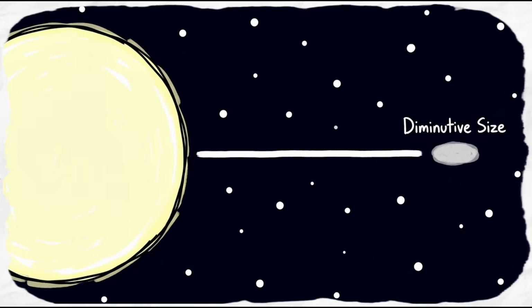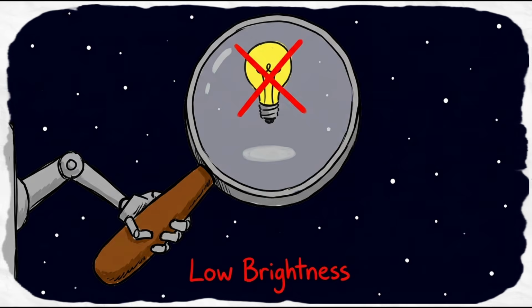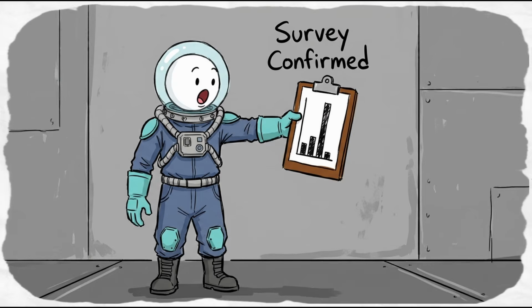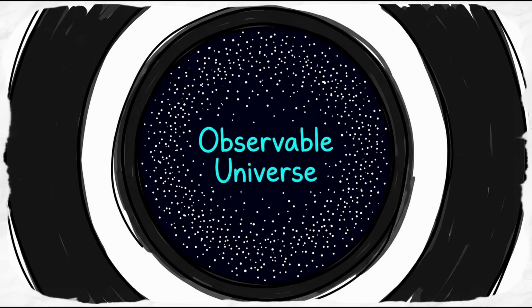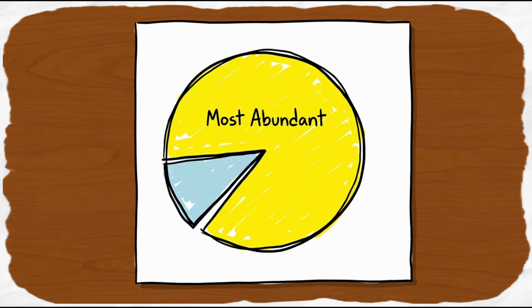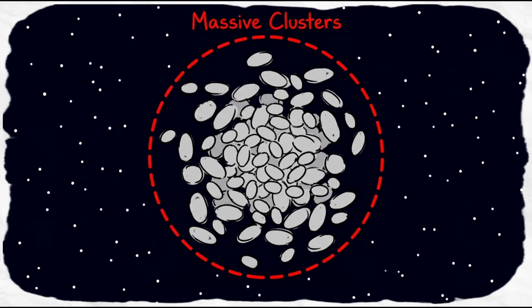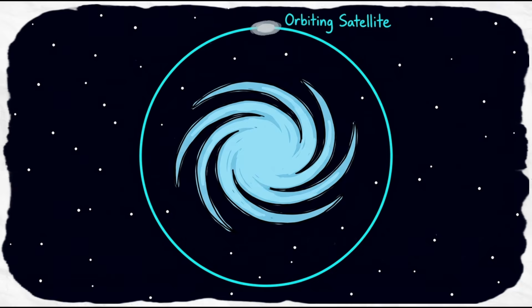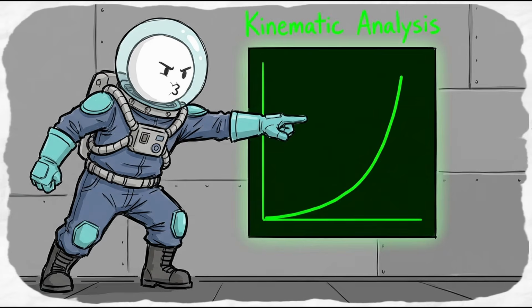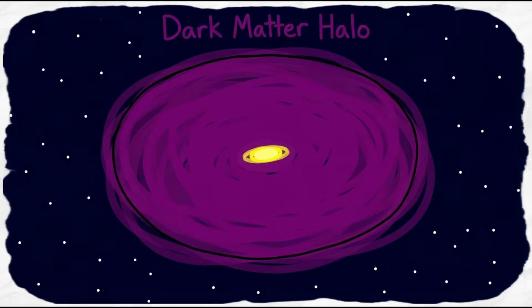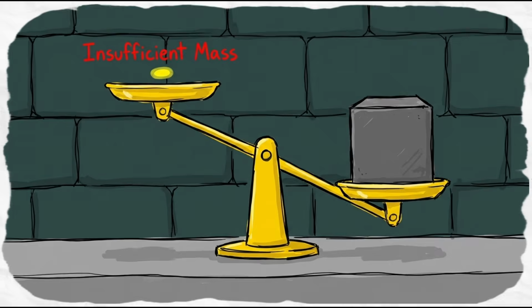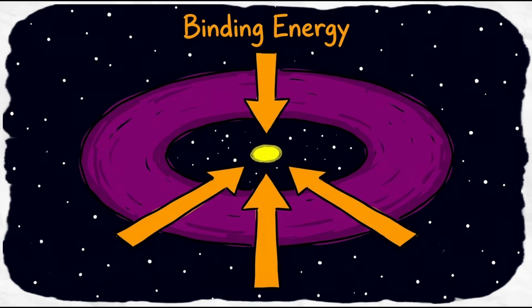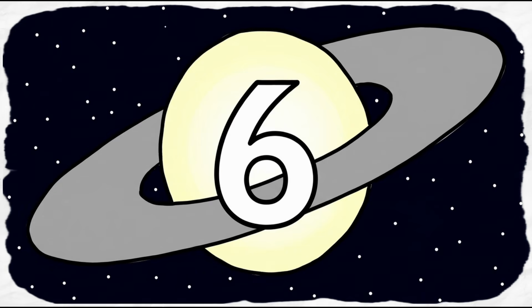5. Dwarf spheroidal and dwarf elliptical galaxies. Dwarf ellipticals and spheroidals are diminutive galaxies with incredibly low surface brightness. Despite their size, surveys confirm they are the observable universe's most abundant galaxy type. They exist almost exclusively within massive clusters or as satellites orbiting larger hosts. Kinematic analyses reveal they are overwhelmingly dominated by dark matter, as their visible mass is mathematically insufficient to provide the required gravitational binding energy.